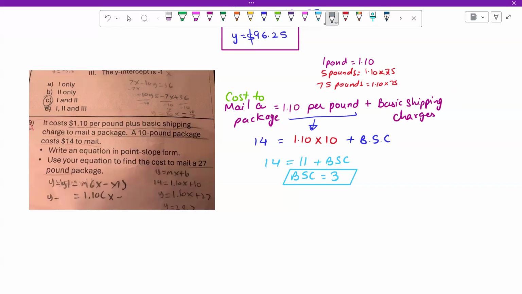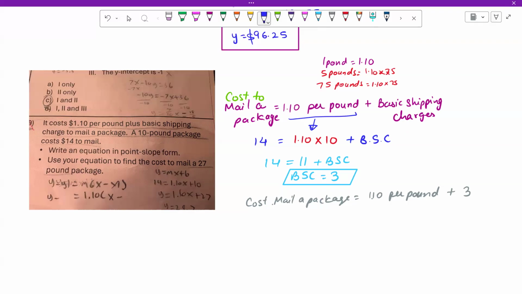That means whatever the cost to mail a package is, it depends on $1.10 per pound, plus the $3 of basic shipping charges they always have to pay, right? Now let's read the second line.